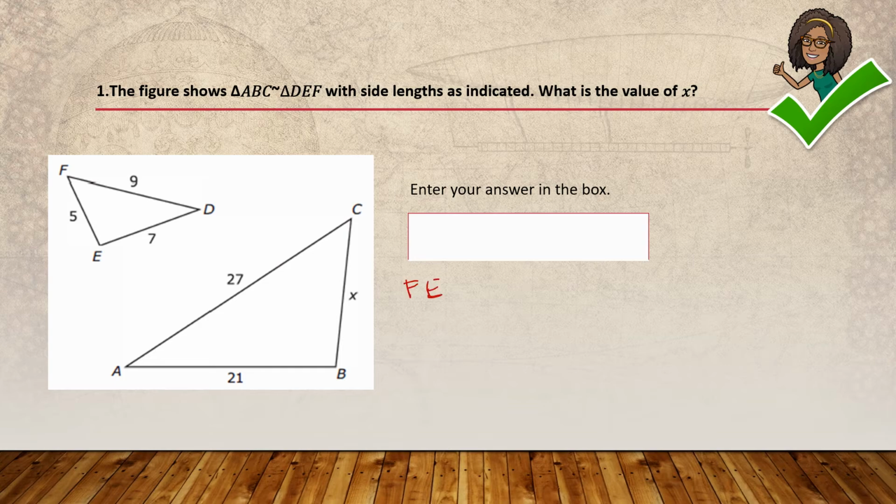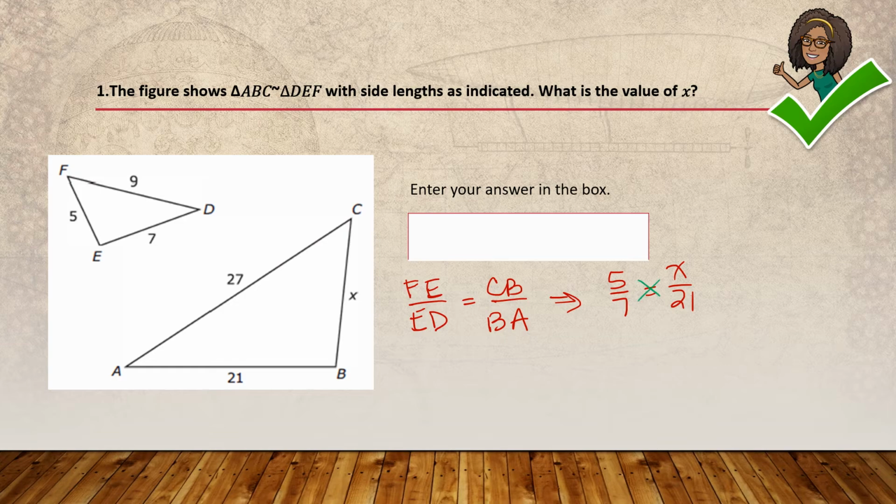So I can say that FE, which is given to us, is over ED, and that's in triangle DEF. And then I can say that it's going to be proportional to CB over BA. These are side lengths that correspond from one triangle to the next based on the position of the letters in both triangles. So now I can just plug in the values for those side lengths. So I have 5 over 7, which equals x over 21. And of course, we're going to crisscross applesauce.